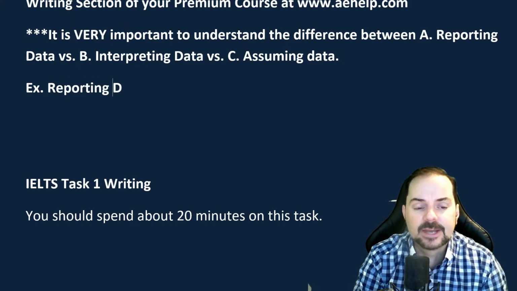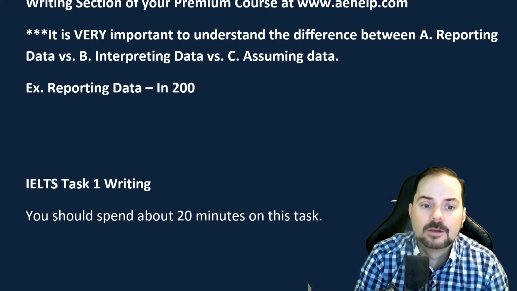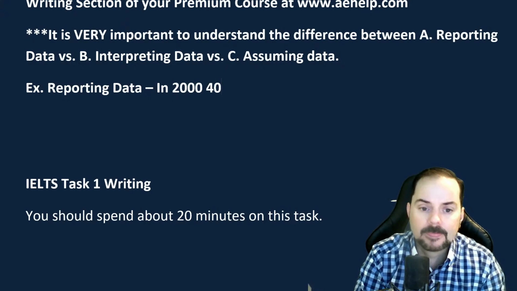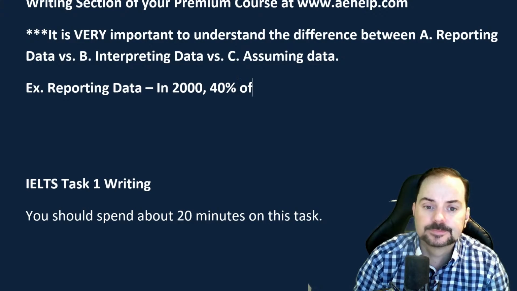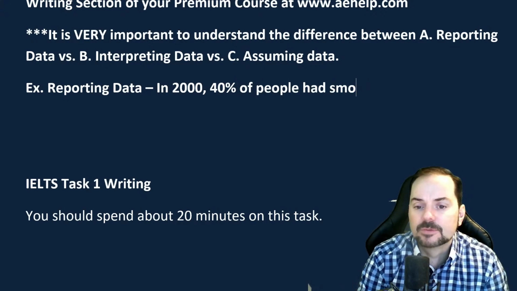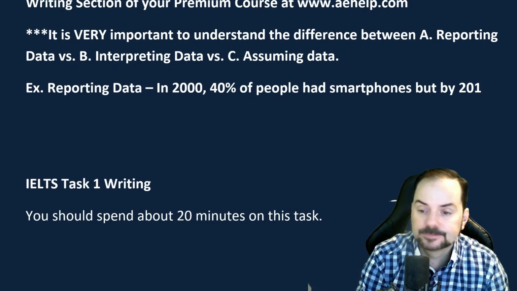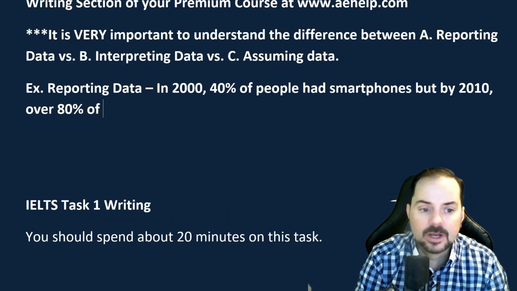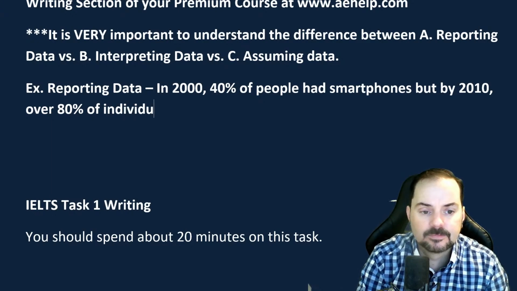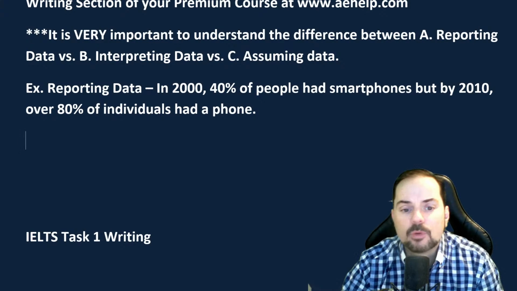So reporting data is something like, in 2000, 40% of people had smartphones, but by 2010, over 80% of individuals had a phone. Okay, so I'm going to keep it fairly simple. So this would be reporting data.